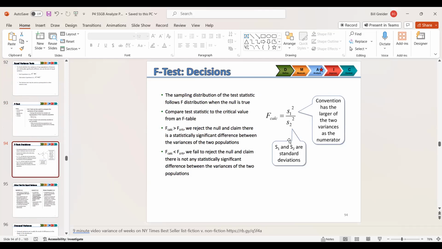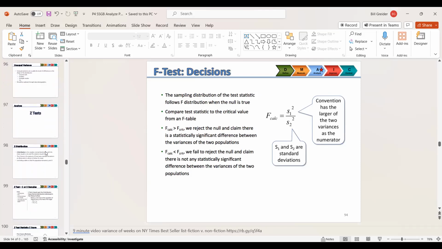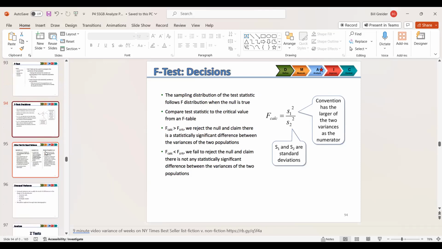In this case, we're looking at the standard deviation squared of the bigger one, the bigger variance of the two populations. Let me see the example. I might just jump to that. Maybe not. I think I did it for chi-square. But again, the bigger variation goes on top.